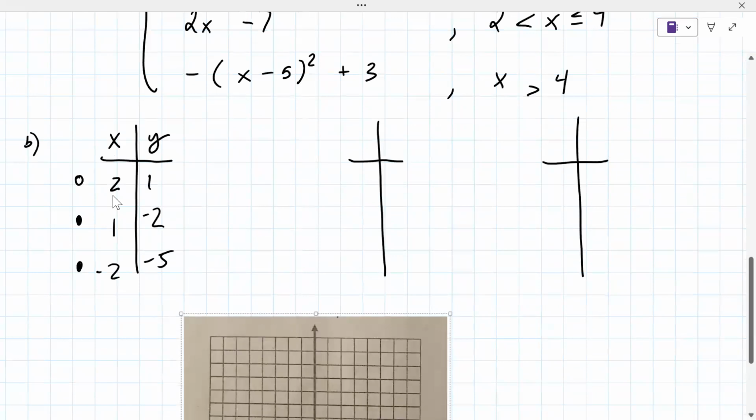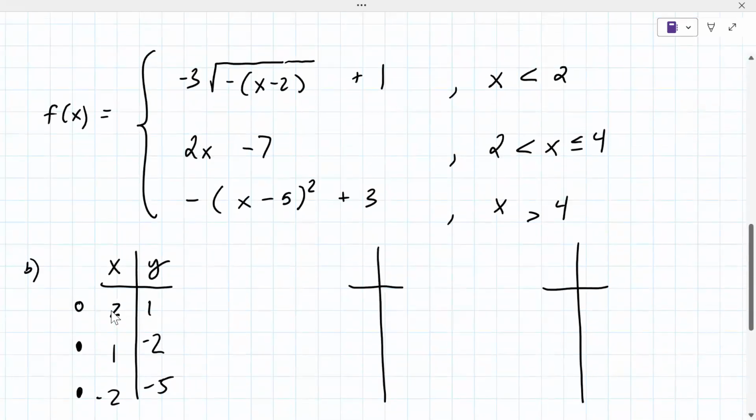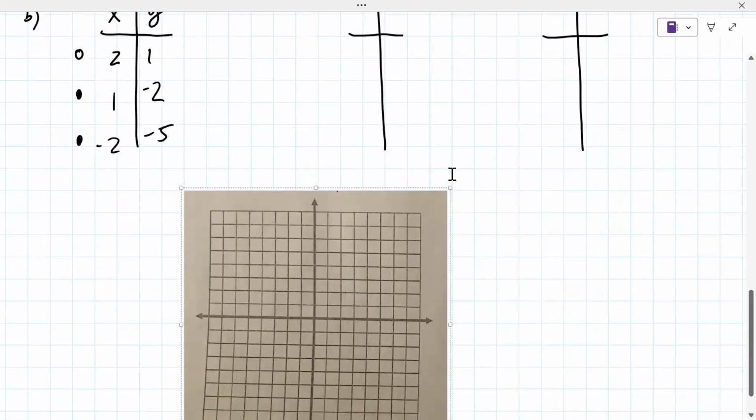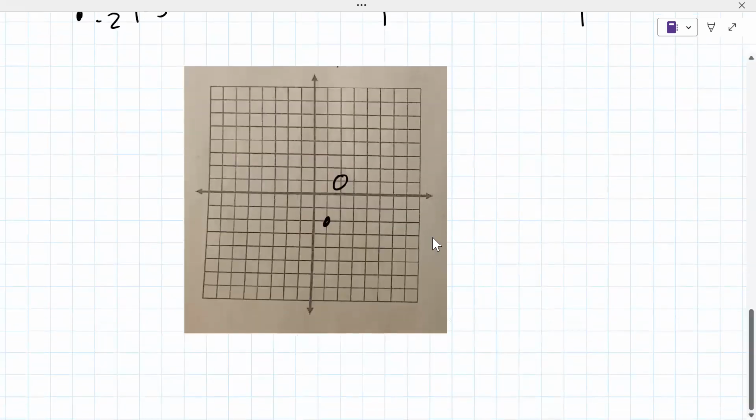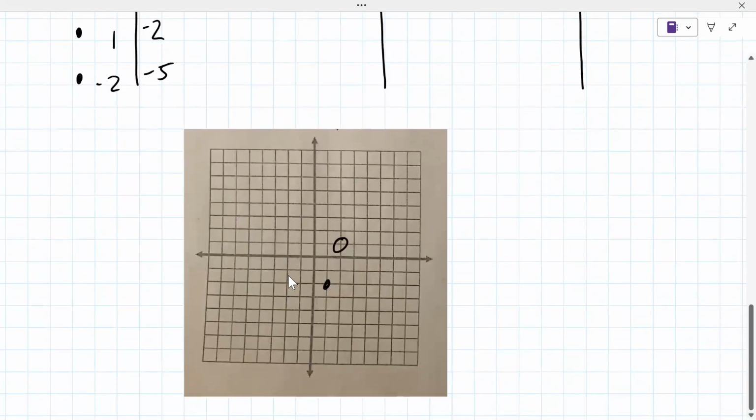So at (2, 1), why isn't it an open circle when x equals 2? Because of the less than or equal to sign. Well, if it were less than or equal to, it would be a filled-in one. Yeah, less than. Right, it's a small little nuance thing. There's (2, 1). Wow, that's totally wrong. (2, 1), (1, -2), and (-2, -5). So that's down 2, 4, 5 right there.